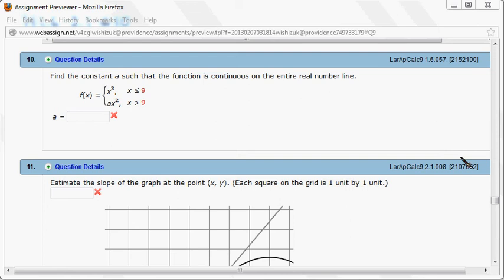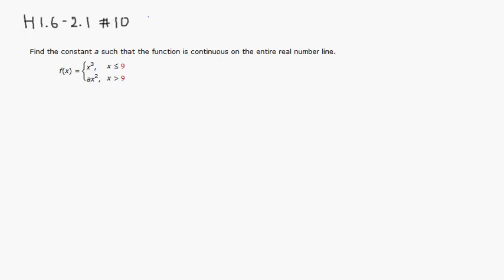Okay, let's look at the homework 1.6-2.1, number 10. All right, so we want to make sure that this function is continuous on the entire real number line. All right, so let's do that. So go to the note.